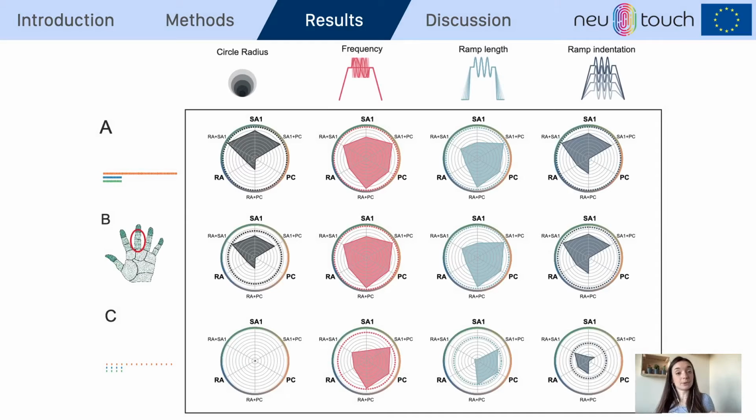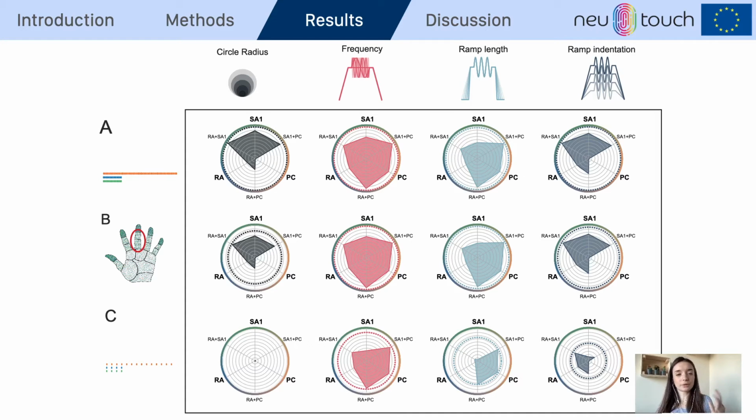Then we also explored an upper and a lower bound for the afferent density. For the upper bound, we consider all populations having a density of 140 afferents per square millimeter, while for the lower bound, all populations had 1 afferent per square millimeter. Notice that in this case, the information content is normalized column-wise.